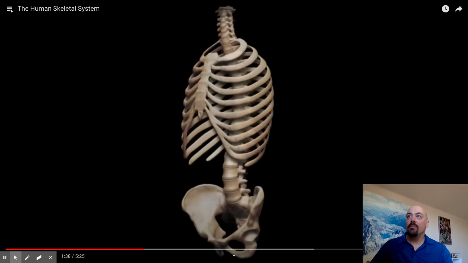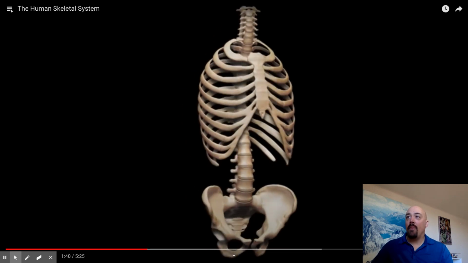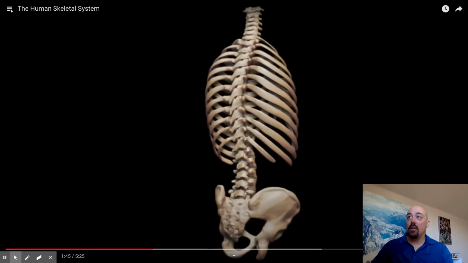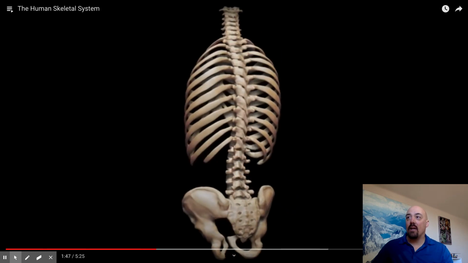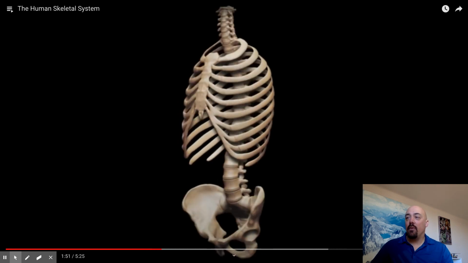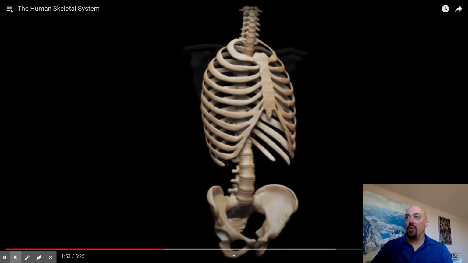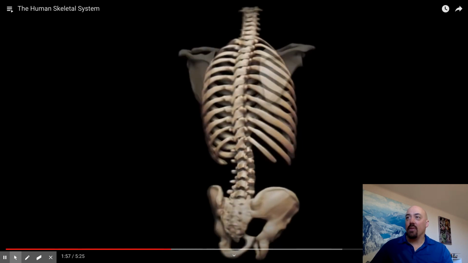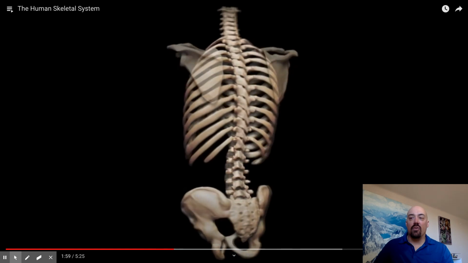We have our ribs. We have 12 pairs of ribs, all connected to the sternum in the front and to those thoracic vertebrae on the back. You'll see at the bottom there are 2 floating ribs. Some of them have this arch called the costal arch. They all attach to the sternum. And then we also have our pelvis. That's all part of our axial skeleton.